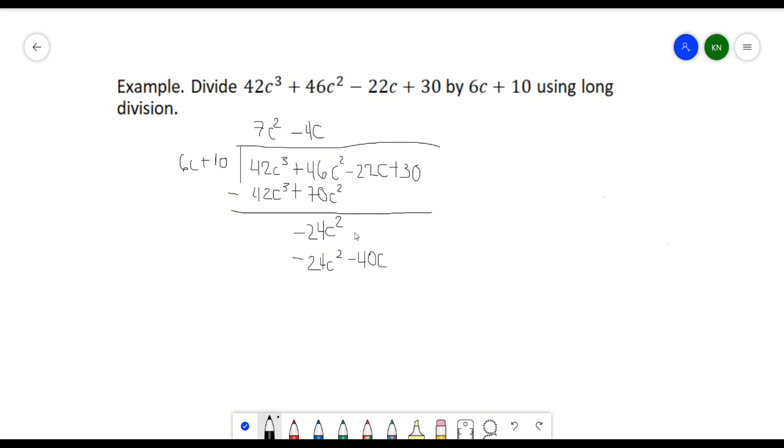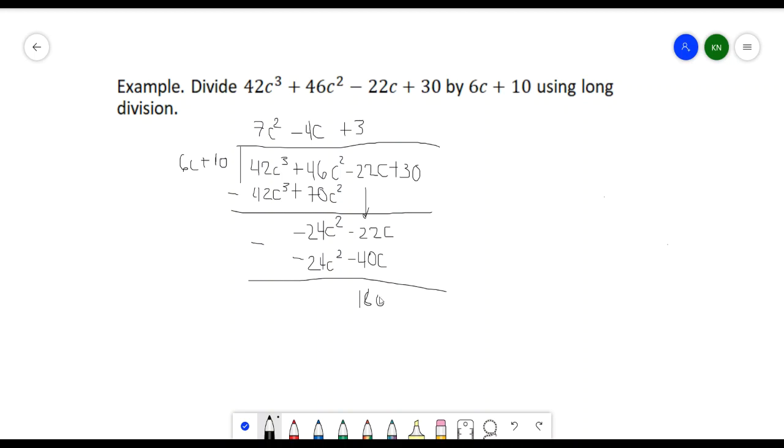Putting this one below, we have negative 22C. Right? We need to put this down. Then we have subtraction. Now, negative 24 minus negative 24, that is already equivalent to 0. So we have negative 22 minus negative 40, that is equivalent to positive 18C. Then repeating the same process, 18 divided by 6, that is equivalent to positive 3.